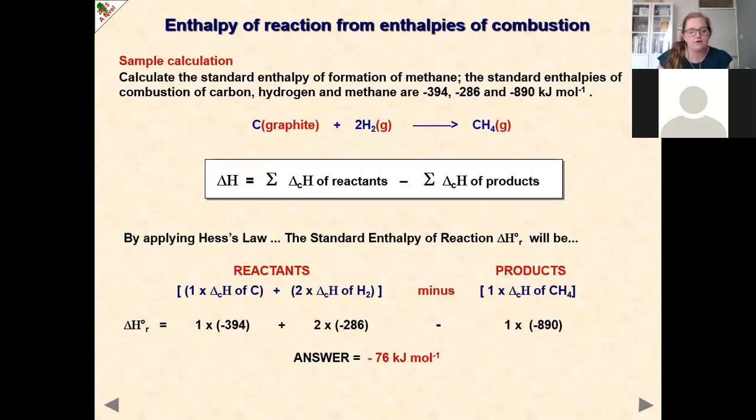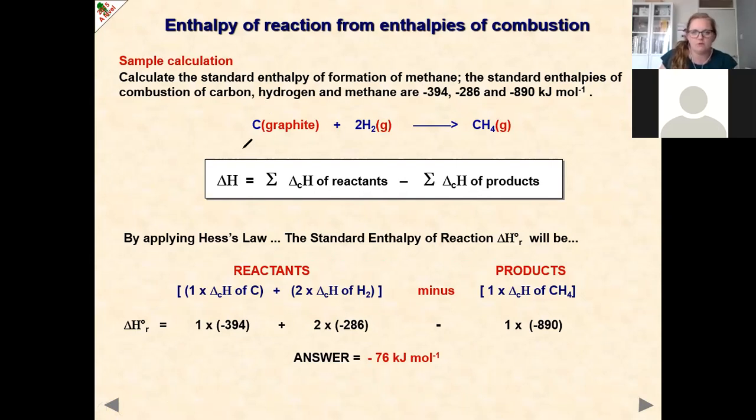So here's our question. Calculate the standard enthalpy of formation of methane. The standard enthalpies of combustion of carbon, hydrogen and methane are minus 394, minus 286 and minus 890. So the enthalpy of combustion of carbon: we've got 1 lot of carbon here. That is, what did we say it was? Minus 394. So let's pop that on.